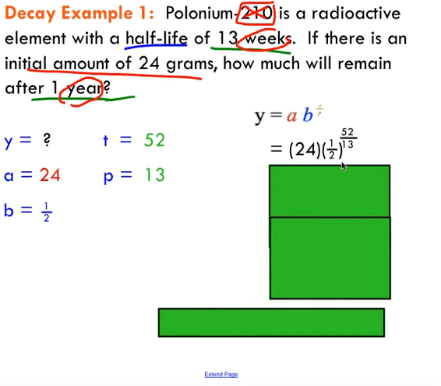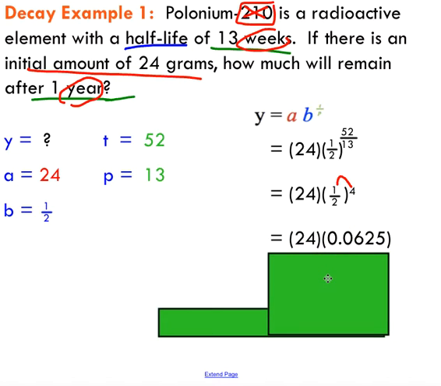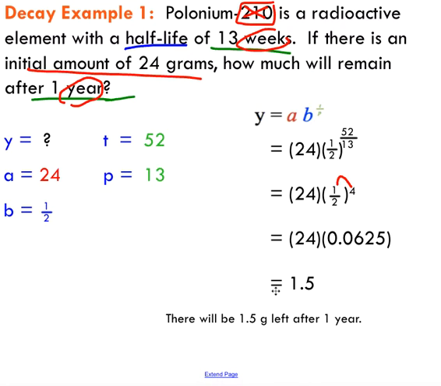We're going to do our division in our exponent first. Raise our 1/2 to the power of 4. Remember, you don't want to do 24 times 1/2 first. So you're going to do 1/2 to the power of 4. I just wrote that as a decimal number, and then we'll multiply those two numbers together to get 1.5. We'll have 1.5 grams left after 1 year.